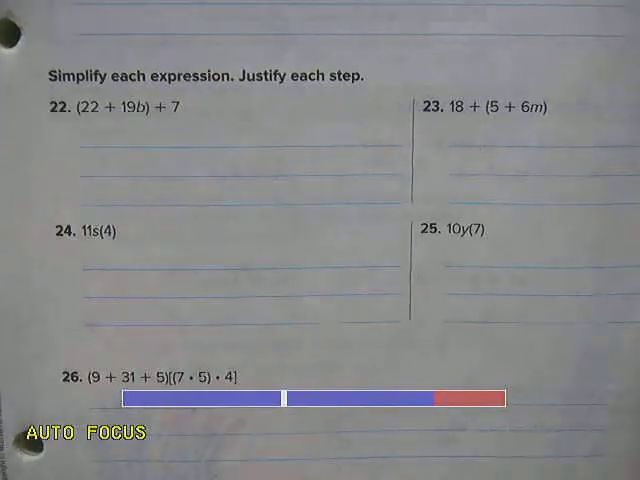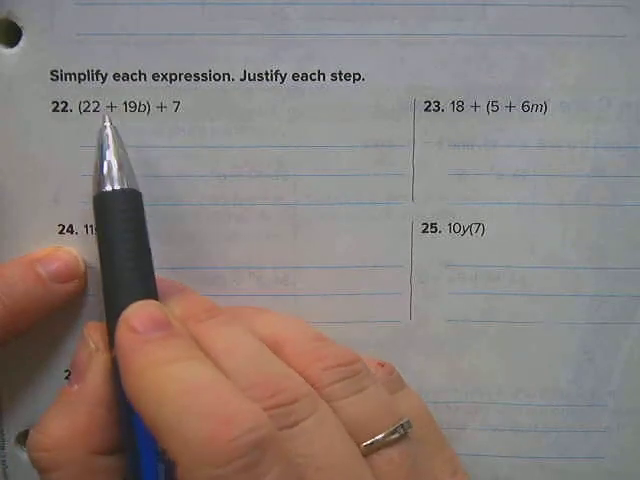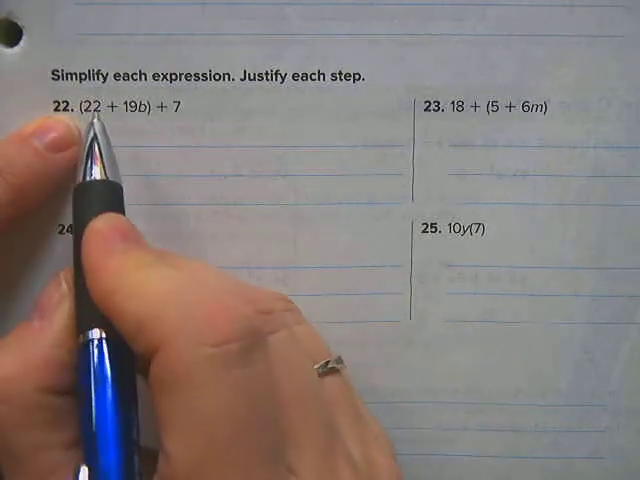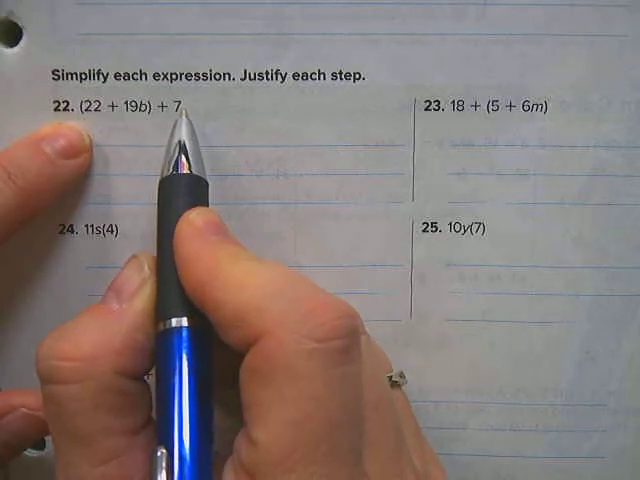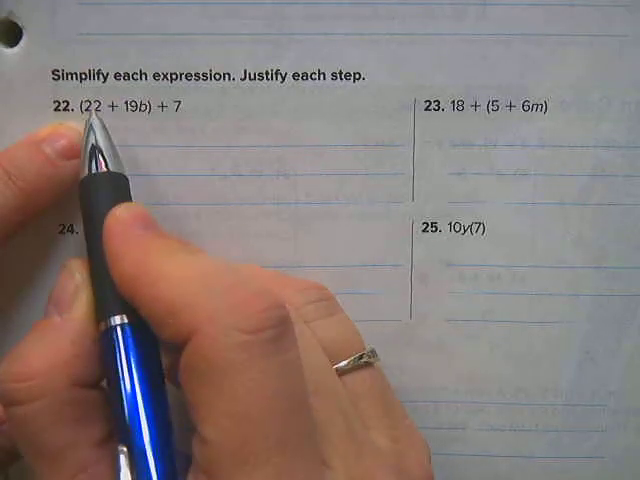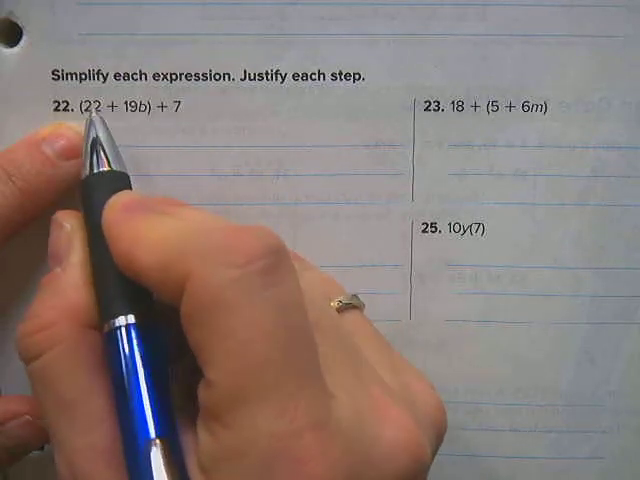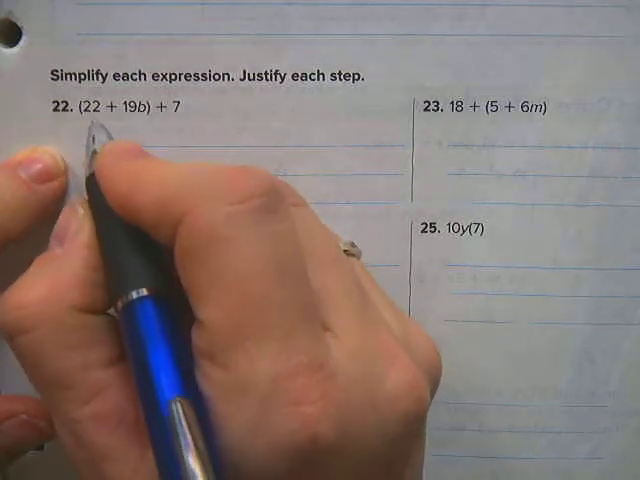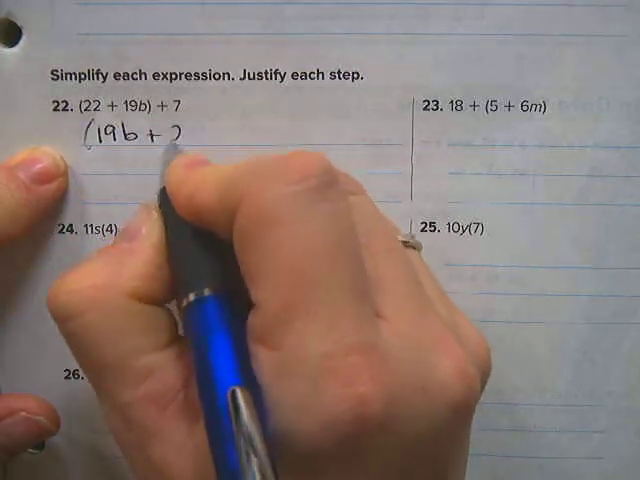So you should have done these together in class, but I want to make sure that you understand how to do it. The first thing you want to do is recognize that 22 and 7 are the two terms that could be added together if they were grouped together. But right now they're not even near each other. So what could we do to get 22 closer to 7? Well, we could flip-flop 19b and 22.